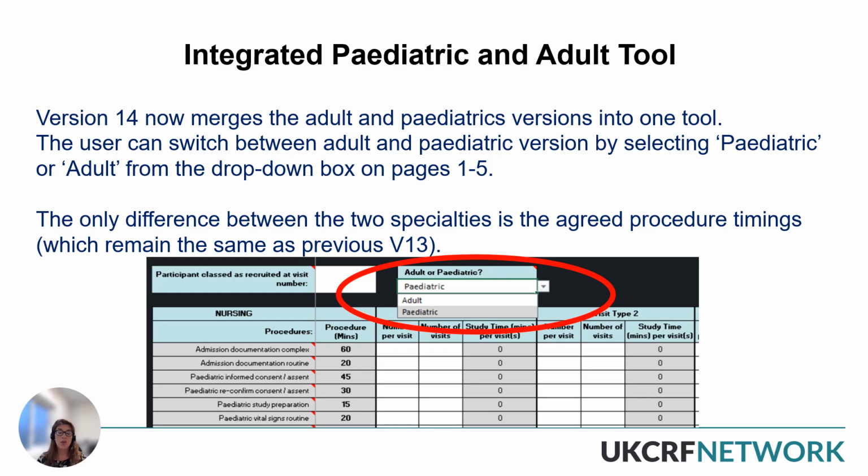To switch between adult or pediatric, you find cell E50, and you can see this in that red circle on the screen. And on the drop-down box, select the right version of the tool that you want. If you select pediatric, then those timings will change to pediatric, and the same if you select adults from the drop-down box. What we recommend is that you double check on pages 1 to 5 that you have got the correct specialty selected in that drop-down box.